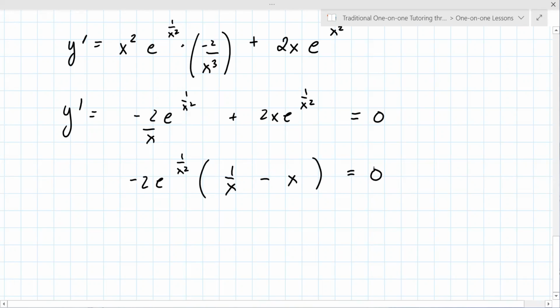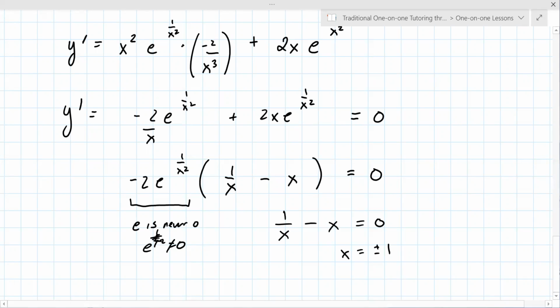Okay, this is very important. Well, most things are, but e is never 0. E to 1 over x squared does not equal 0 ever, but e to anything generally never equals 0. So that's why you factored it out. So you really just have to set this 1 over x minus x equal to 0. And you end up solving x equals plus or minus 1. So those are your two critical points.